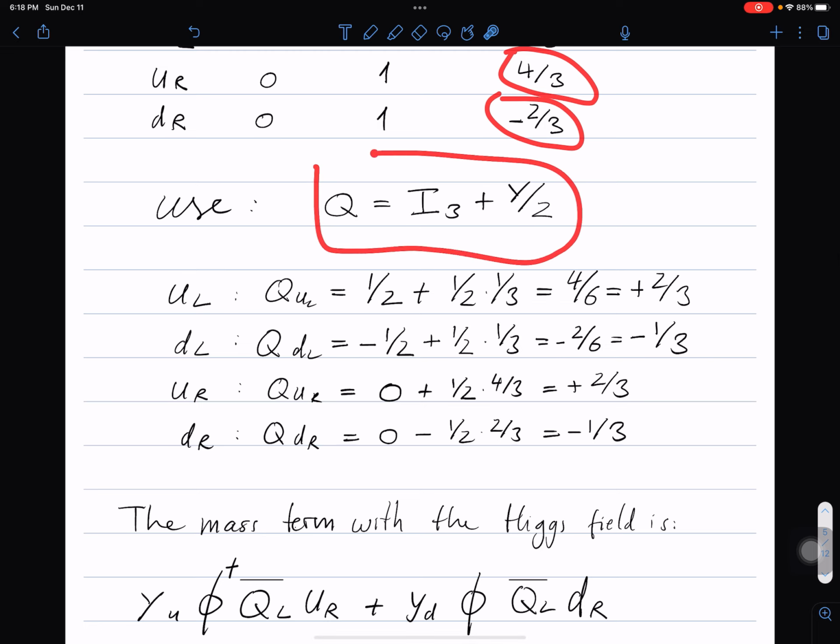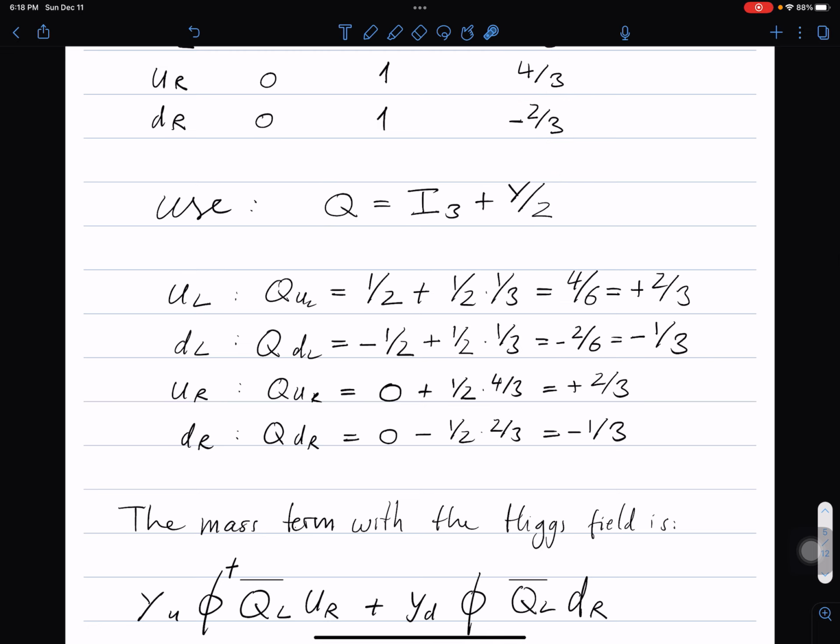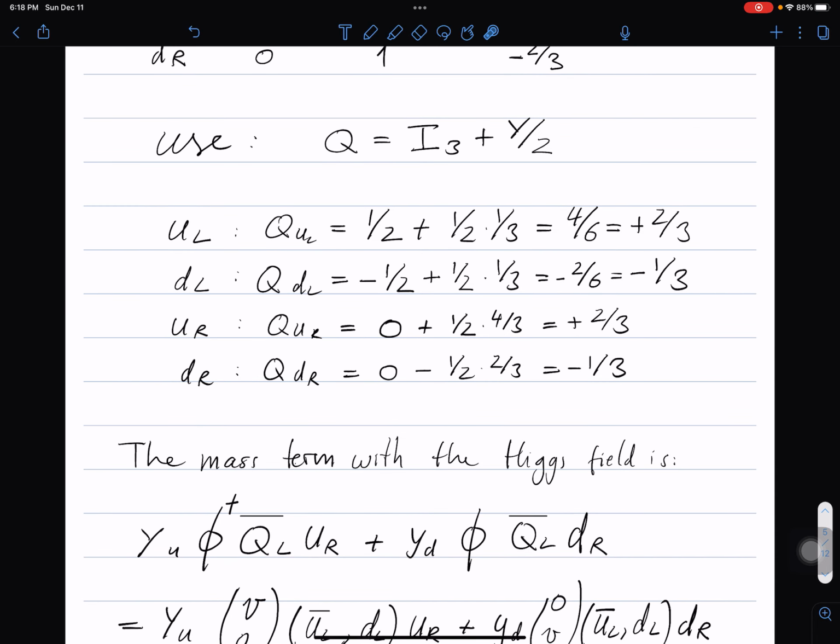So combining them, again, we use the isospin third component plus y on 2, the hypercharge divided by 2. So for the u_L, the left-handed up type field, we have 1/2 for the isospin third component plus 1/2 times 1/3, which is 4/6, which is plus 2/3, the correct electric charge for the up-type quark. For the down-type left-handed field, we have -1/2 from the third isospin component plus 1/2 times 1/3 for the hypercharge gives us -2/6, which can be simplified to -1/3, which is correct for the down-type quark charge.